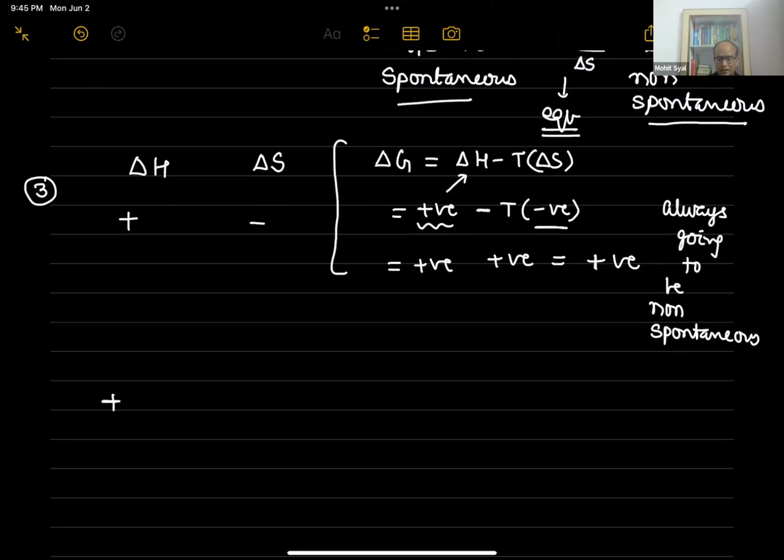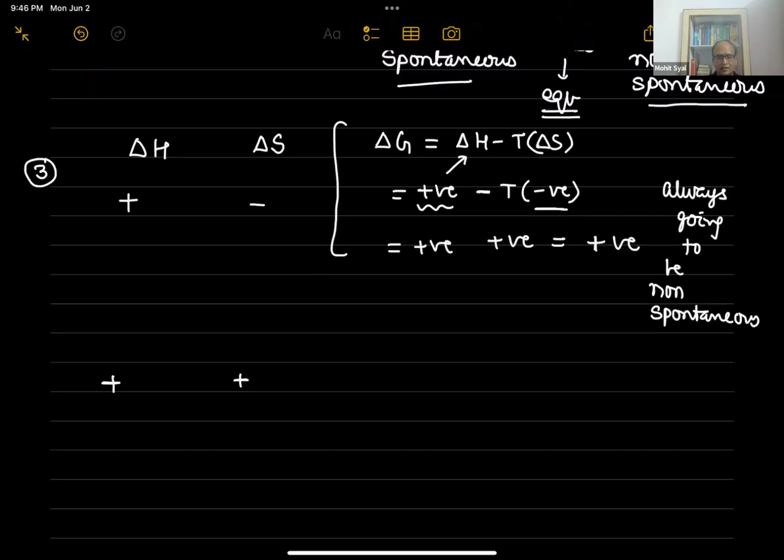Suppose you have delta H positive and delta S positive. Can you tell me whether such reactions are favorable at higher temperature or at lower temperature? Reactions with positive enthalpy change and entropy change. Higher temperatures. Why? They can happen at higher temperature or lower temperature. How will you decide? Just try to help me out.